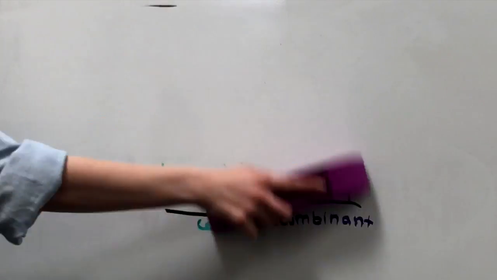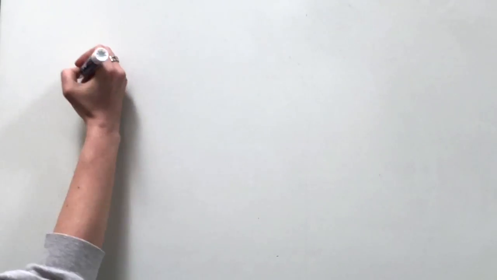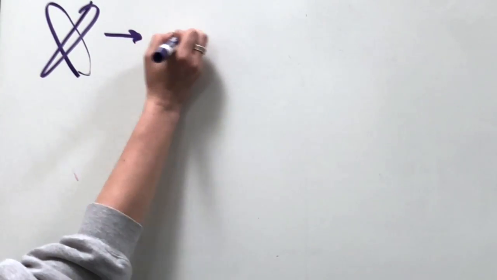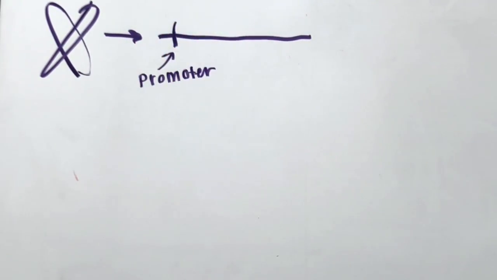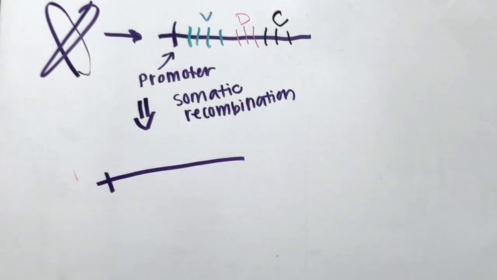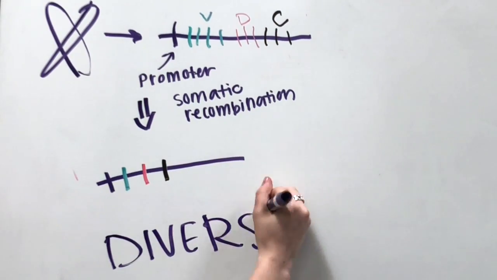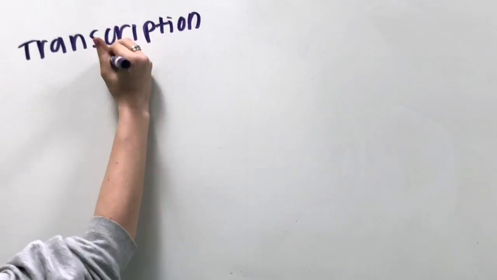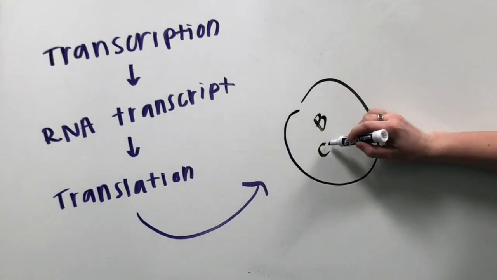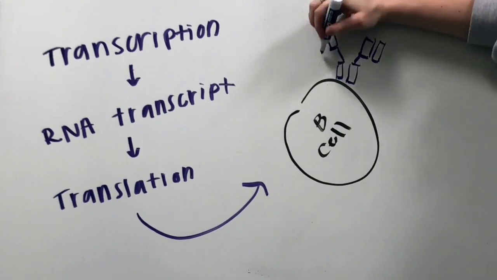Now, what exactly happens with this vaccine inside of my body? Within our bodies, we have special immune cells called B cells, which have chromosomes with DNA sequences including promoters, enhancers, V, D, and C regions. Through somatic recombination, which only occurs within our special immune cells, different combinations of V, D, and C regions can be put together. This creates a diverse array of antibodies within our body. After this DNA goes through transcription, an RNA transcript is made. This RNA transcript is then translated to create a B cell with an antibody on its surface.